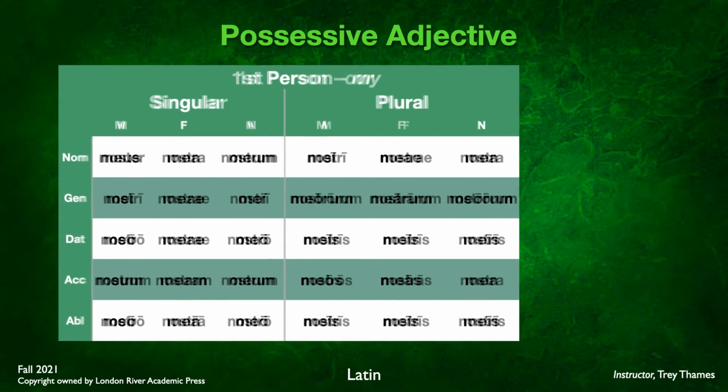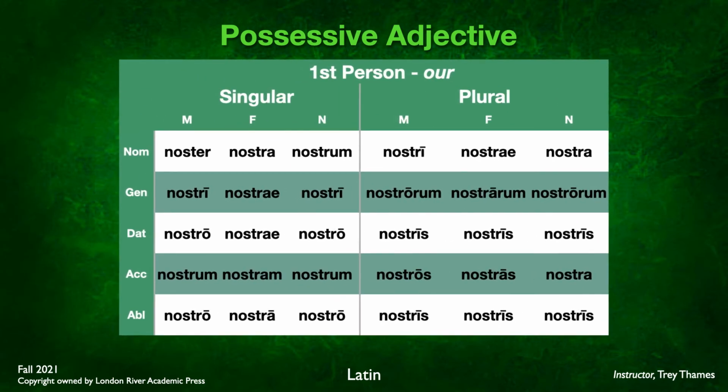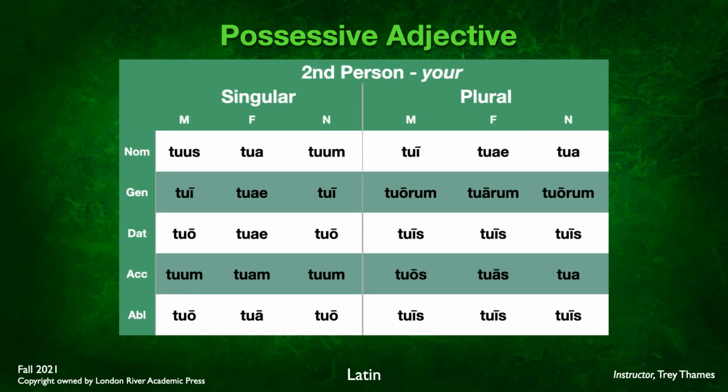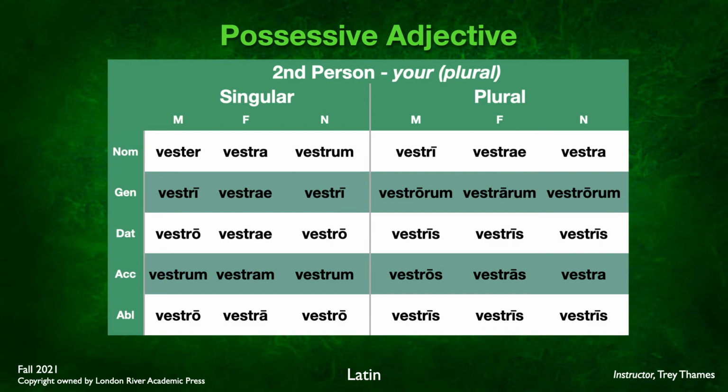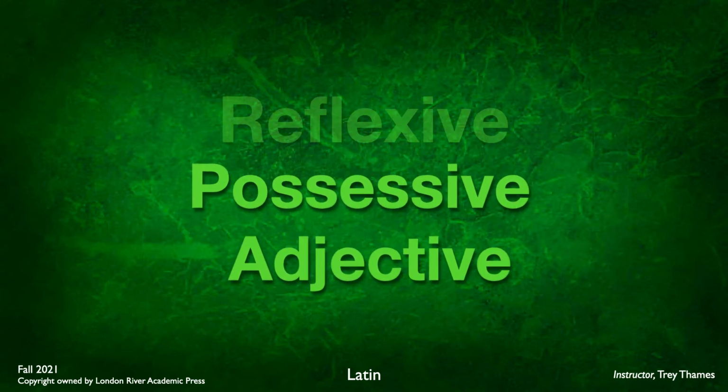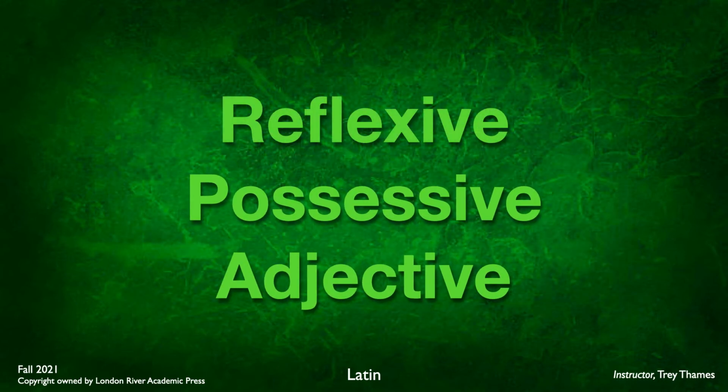All right, now this works for all of the adjectives. This is the first person plural, our, noster, nostra, nostrum. Also the second person possessive adjective, your, tuus, tua, tuum. And then the second person plural form, which is y'all's, vester, vestra, vestrum. And so all of these would function the same way. Okay, so that has been review of the possessive adjectives, but let's look at the new part we're going to learn here in chapter 13, reflexive possessive adjectives.